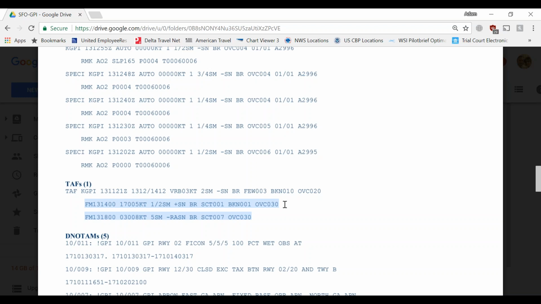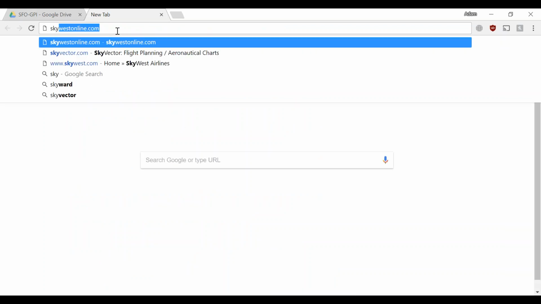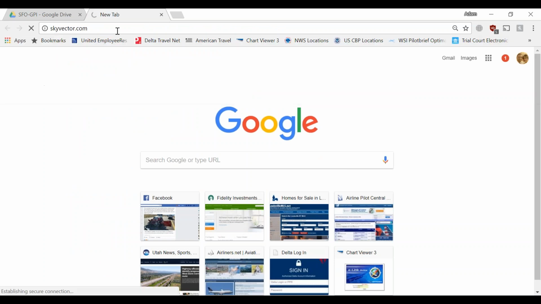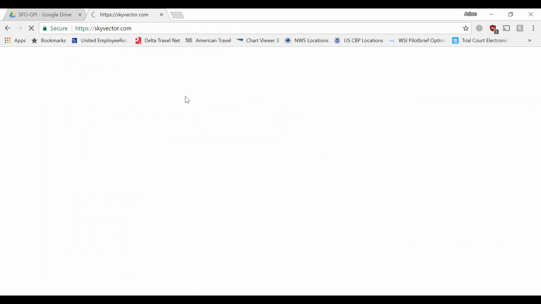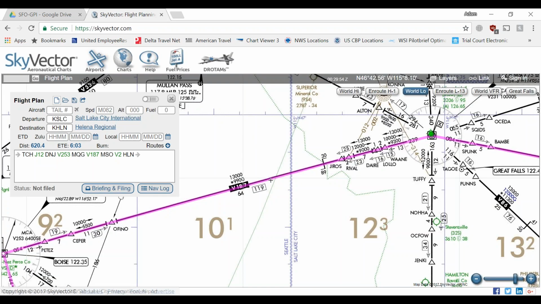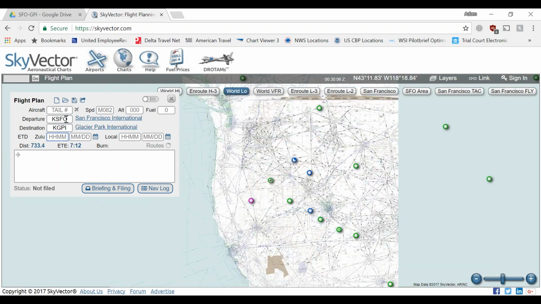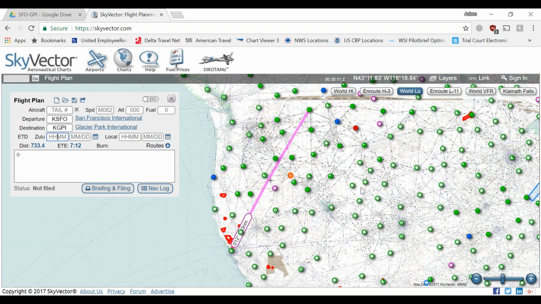So, like I said, we don't necessarily know how long this flight is yet. We can bring up SkyVector. We can see how long it is, just straight line wise. So even if we flew this flight direct, which we're not, it's going to be 733 miles.